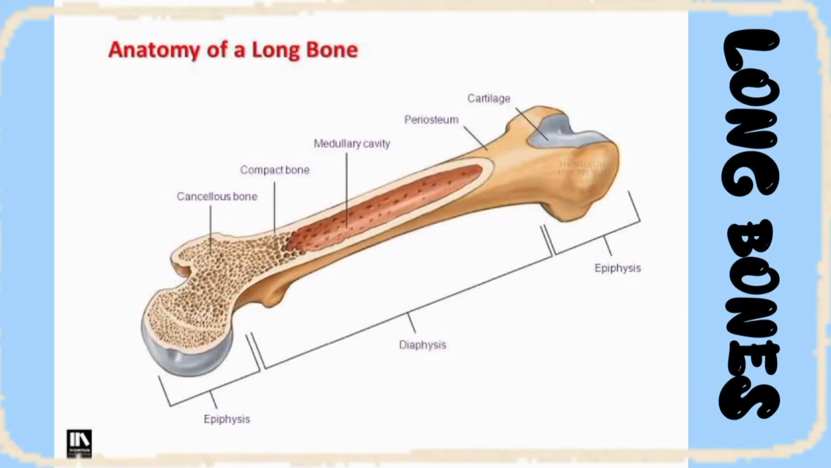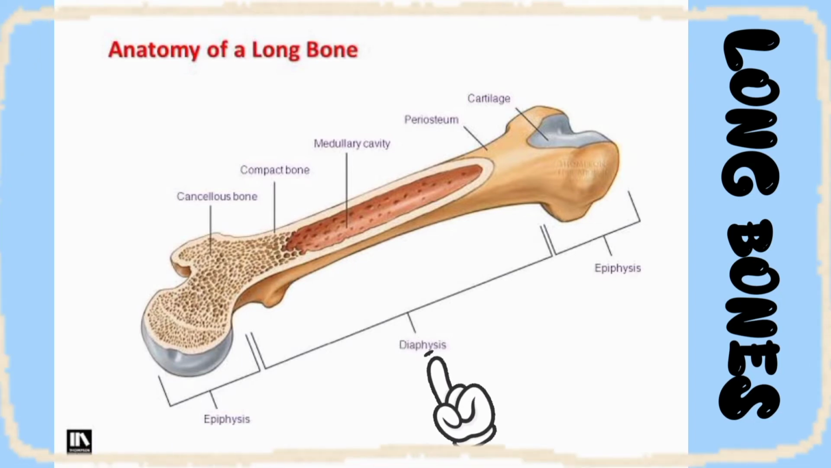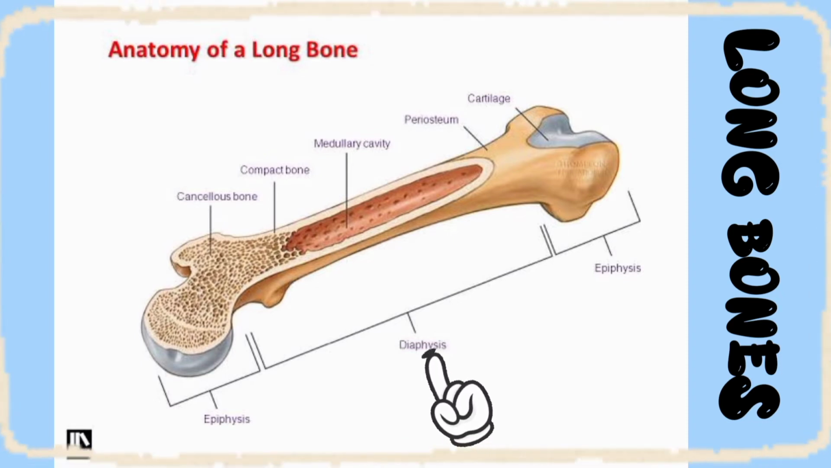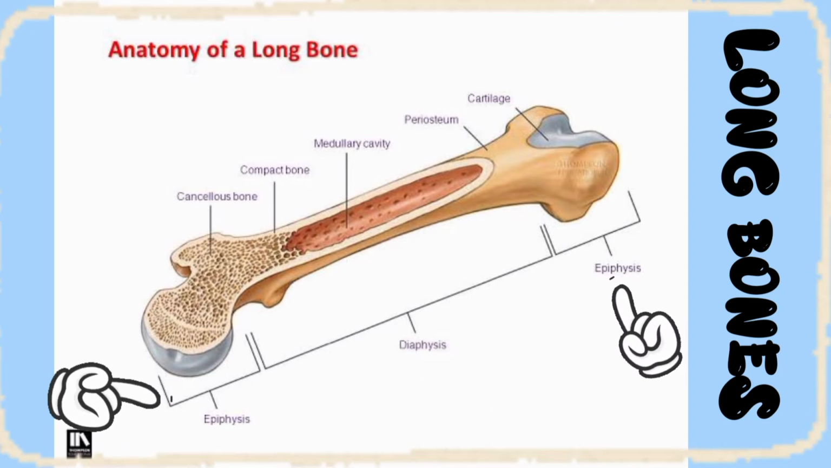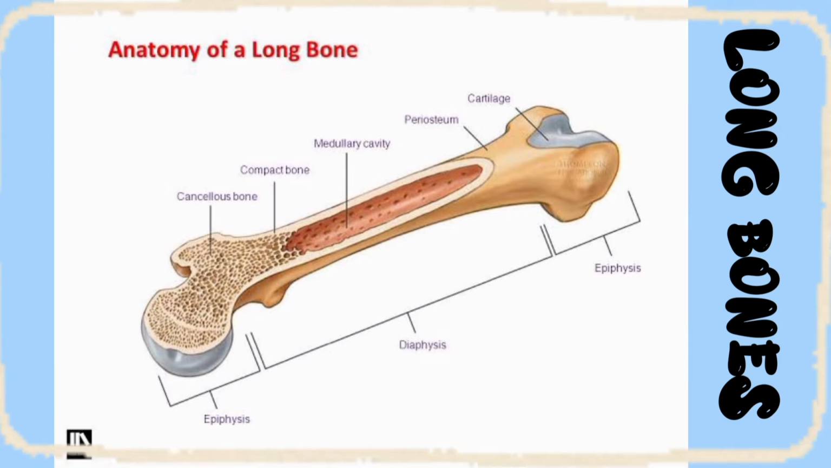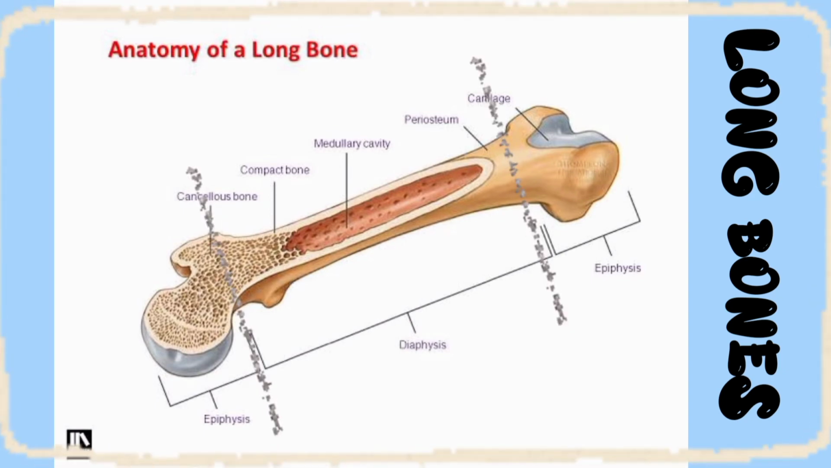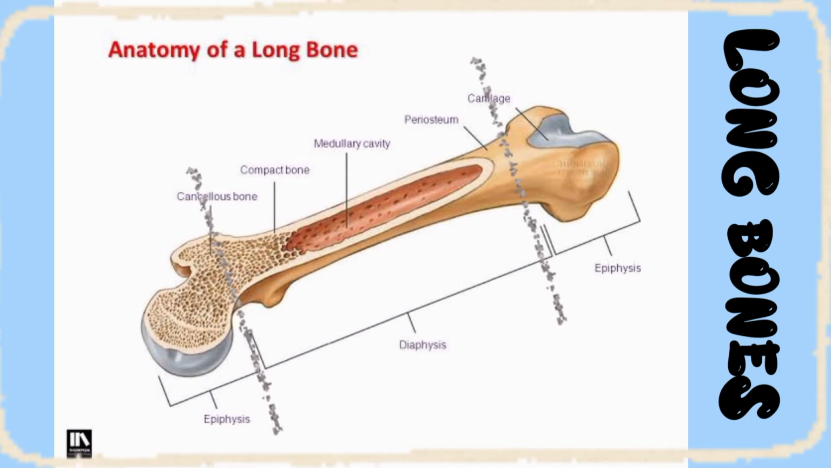So now let's take a look at the anatomy of the long bone. As you can see, the diaphysis is the tubular shaft area of the long bone. It is a very expanded and large prominent part. Epiphyses are the expanded ends of the long bone. The epiphyses and the diaphysis are separated from one another by the epiphyseal cartilage. The epiphyseal cartilage separates the epiphysis from the diaphysis part.